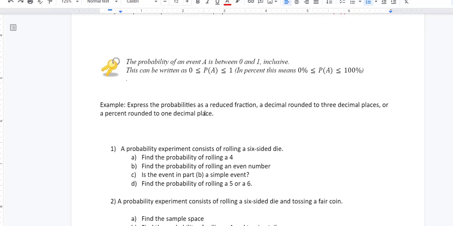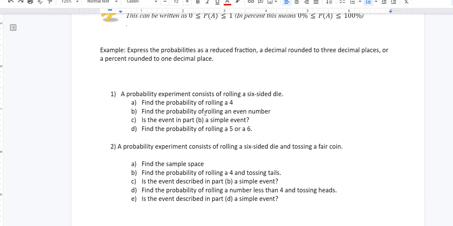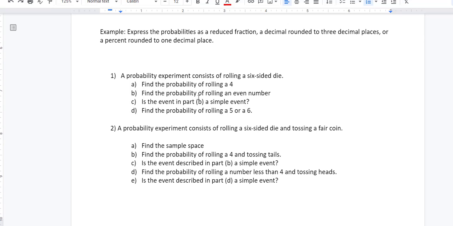And I will stop there for this video. I'll record a video for the next set of examples. So we're going to try to find this probability. So try it on your own. Express the probability as a reduced fraction, a decimal rounded to 3 decimal places, or a percent. It will be a good practice to do it both ways. Express it as a fraction and then change it to a percent.